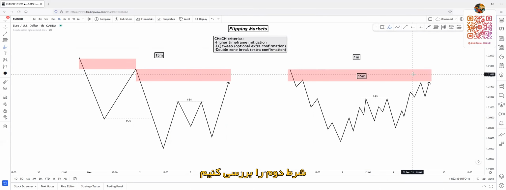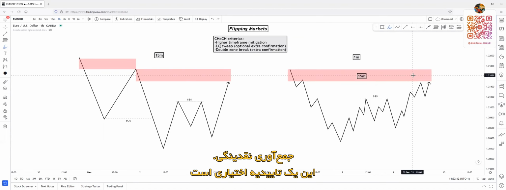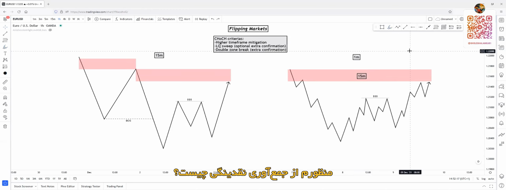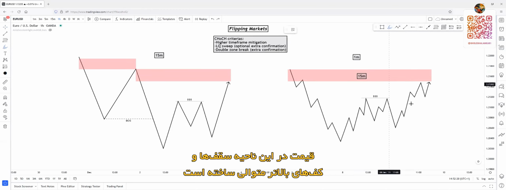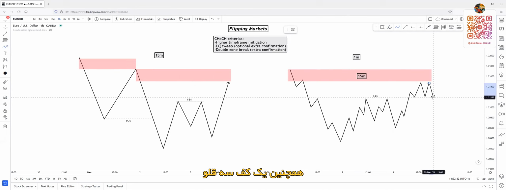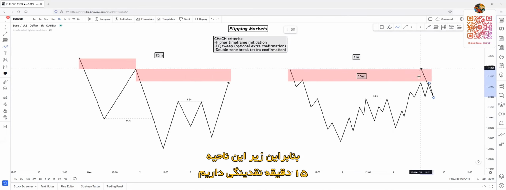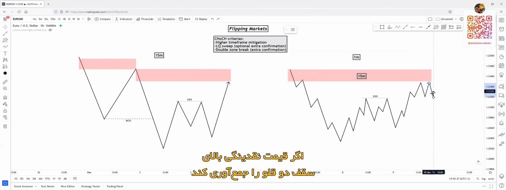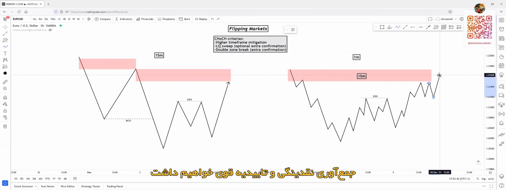Okay, let's see the second criteria. Liquidity sweep. It's an optional extra confirmation. So what do I mean by liquidity sweep? As you can see, price created a series of higher highs and higher lows in this region, and just below the supply zone, price created double tops and also triple bottoms. So just under the 15-minute supply zone, we have liquidity. If price sweeps the double tops, we will have a liquidity sweep, a strong confirmation.